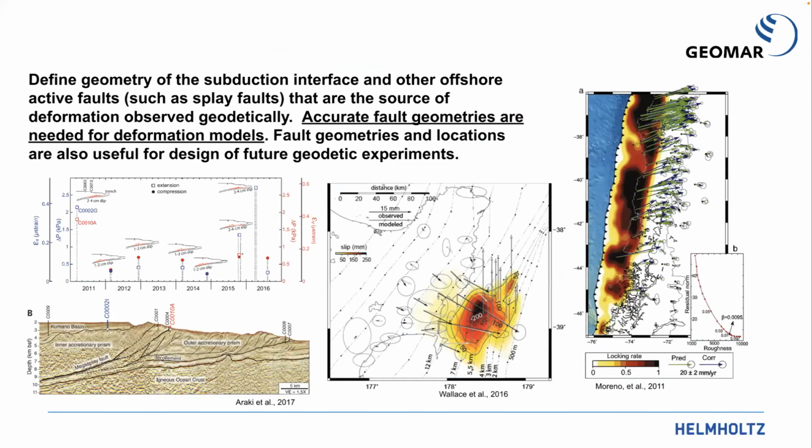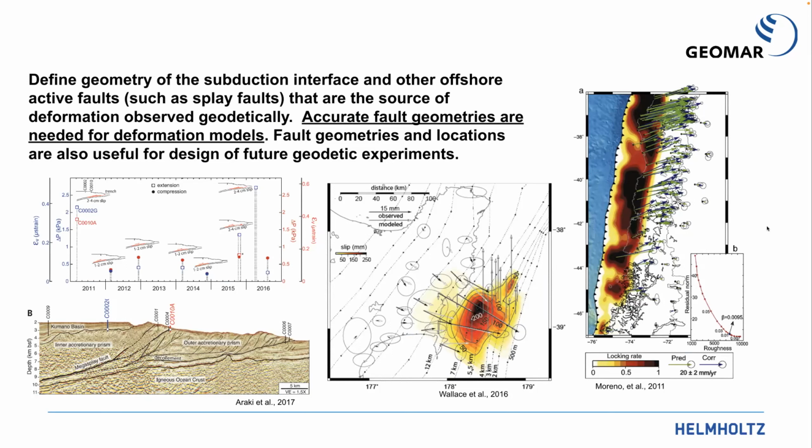Next slide. Okay, so I think from a geodesy point of view, one of the most important things that you guys could produce that could really help us is kind of obvious, and it's really defining the geometry of the faults offshore that are responsible for the deformation signals that we would be observing geodetically. So particularly the subduction megathrust is very important, but also any major splay faults that you image. So we need these to basically invert for slip on these sources from our surface deformation fields. So that would be great.